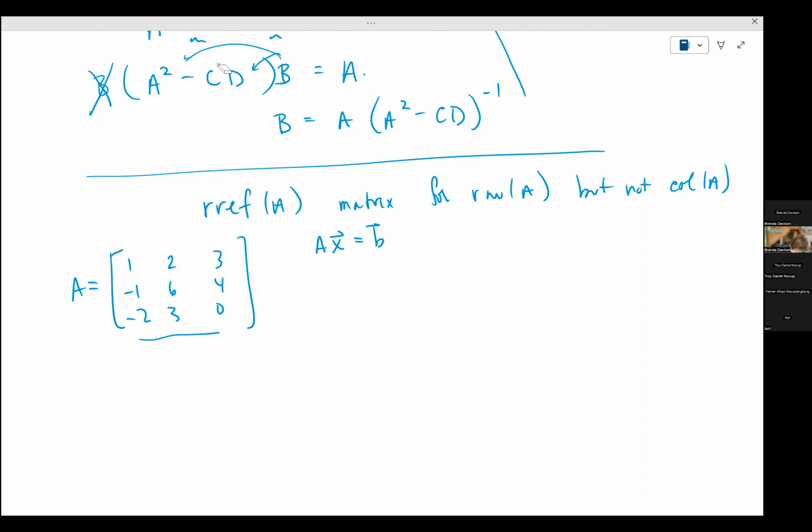I just saw a comment here which is correct. I multiplied on the left. I did it wrong. It's so easy to do that. Okay, that's a correction right there. Thank you.